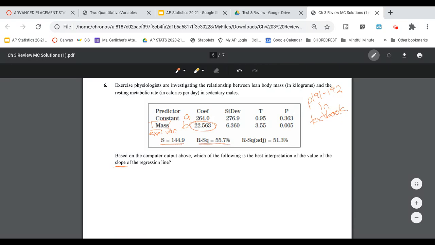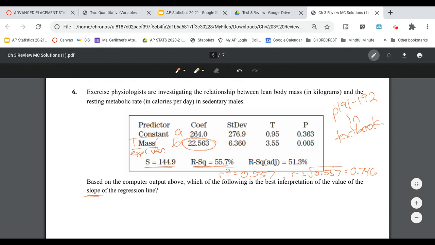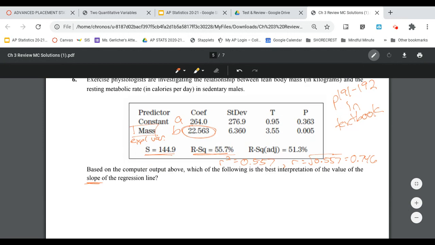So you could say that r squared, if I were to write that as a decimal, is 0.557. So you could also say r is the square root of 0.557, which I do on my calculator, and I get 0.746. And we don't know if it's positive or negative until you look at the context. And they didn't tell us. You could make a guess based on real life, but they didn't give us any more data. So the r is either plus or minus 0.746.